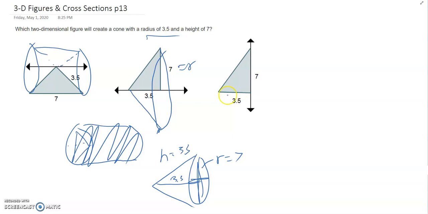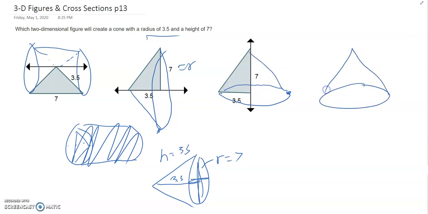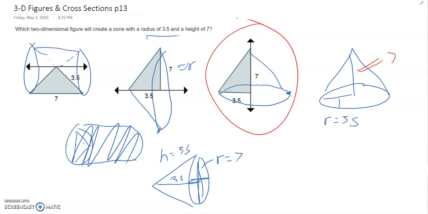So notice this one here, if I rotate it around, this is going to rotate all the way around here. And then I do get this cone that does have a radius of 3.5, and does have a height of 7 there as well. So that piece there is 7. That is the one we're looking for, so it should be this third one.